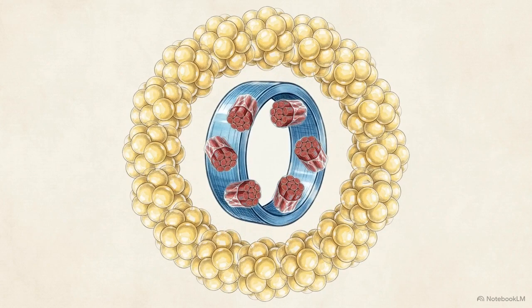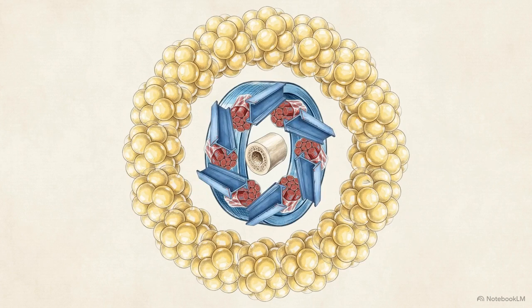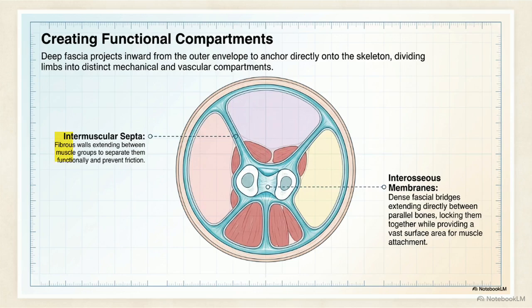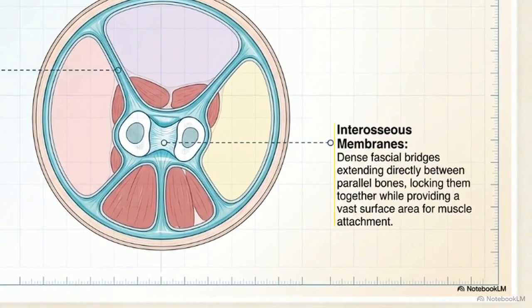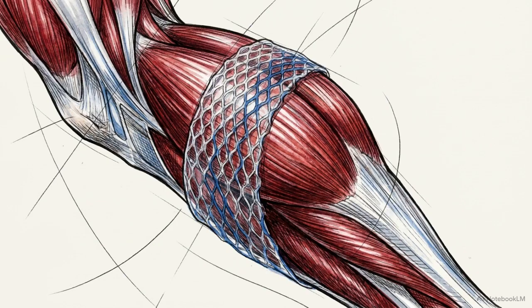This deep envelope does more than just wrap muscles. It physically projects inward toward the skeleton. These tough fibrous walls, known as intermuscular septa, divide the limbs into distinct pressurized mechanical compartments. These walls anchor directly onto the skeleton through interosseous membranes, locking the muscular frame into a unified structure. Deep fascia provides the highly pressurized, compartmentalized internal environment that makes forceful movement possible.